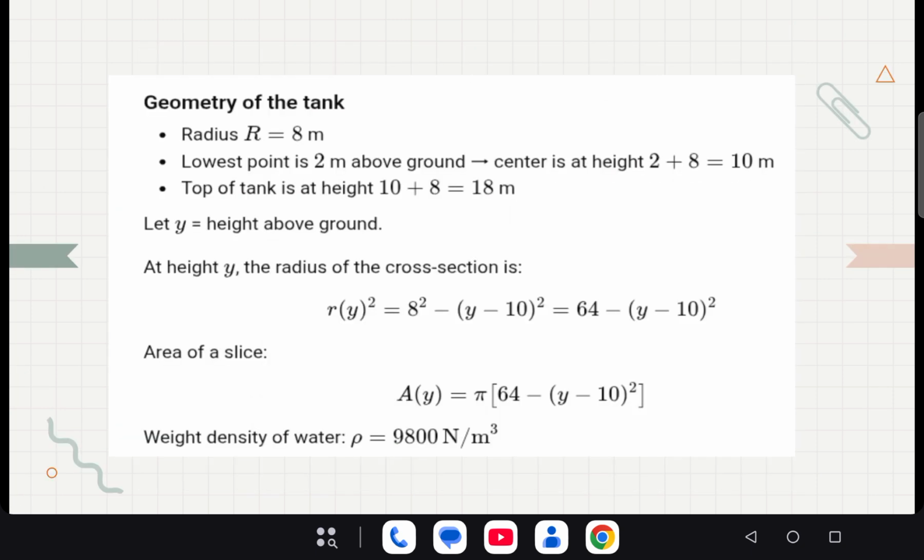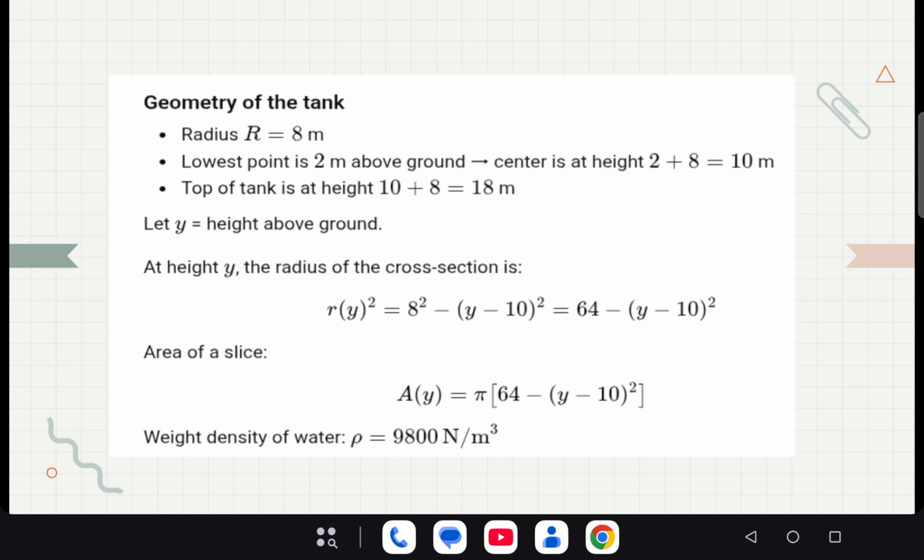So we first determine the radius r. We have 8 meters. Then the lowest point is 2 meters above the ground. The center is at height 2 plus 8, which is equal to 10 meters. Then the top of the tank is at height 10 plus 8, which is equal to 18 meters. So let y equal the height above ground.